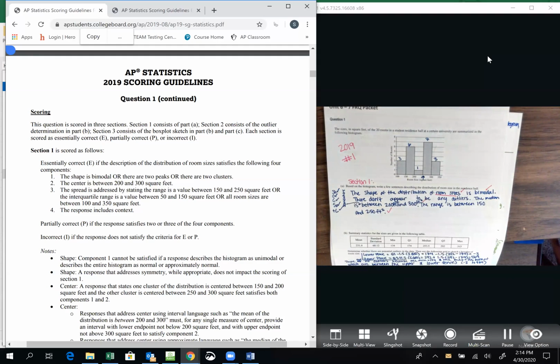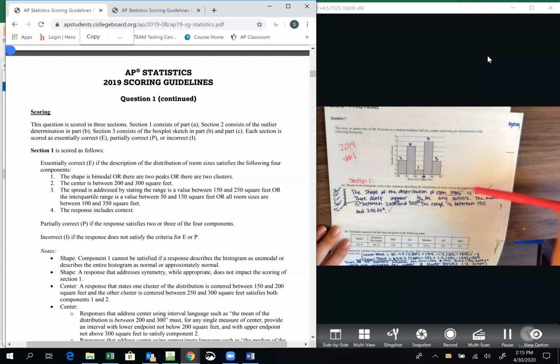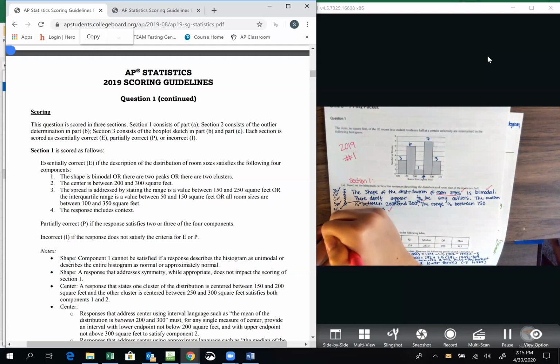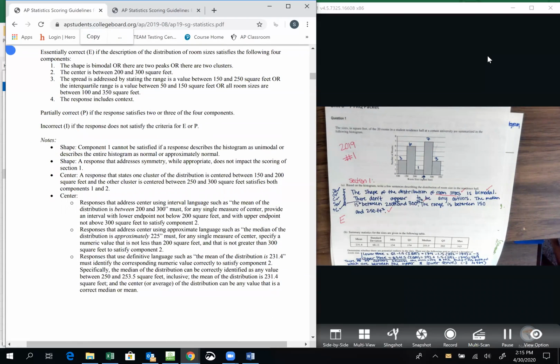Essentially correct if you had all four. So 1, 2, 3, 4. Partially correct if you satisfied 2 or 3 of the 4 components. So you actually could miss 2 of those and still get a partially correct. Incorrect if you had 1 or 0. Let's look at the notes on this one.